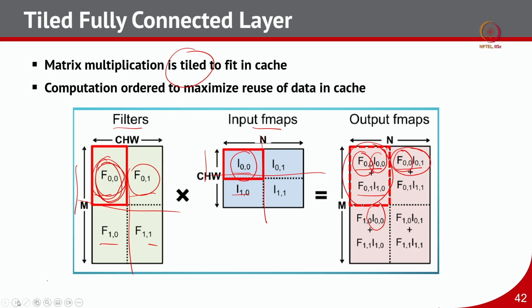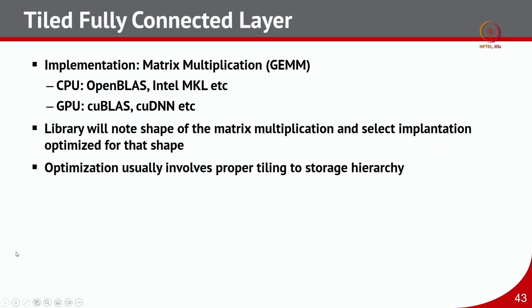Okay, now this kind of operation or this kind of tiling is very popular in many of the state of the art libraries. So this matrix multiplication is usually known as generalized matrix multiplication, GEMM. For CPU, there are libraries like OpenBLAS, Intel MKL, etc. In GPU, there is cuBLAS, cuDNN, etc. All these libraries actually make use of this tiled matrix multiplication.